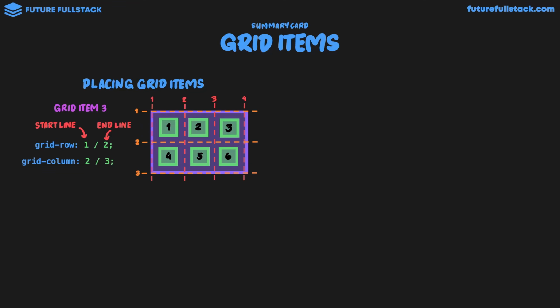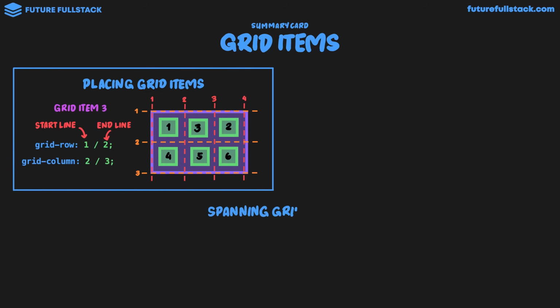So grid item 3 is going to move where grid item 2 is. As a result of this, grid item 2 will now move into position 3. We then looked at spanning grid cells.